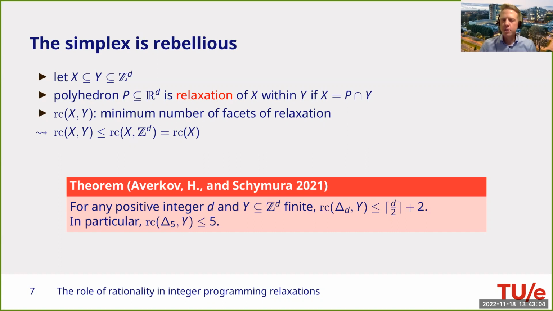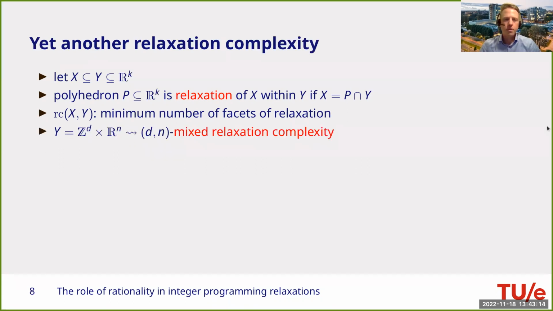And this made us suspicious, and we thought, maybe the relaxation complexity and the rational relaxation complexity are actually not the same. And in the following, I want to show how we prove this. To be able to do so, we need to introduce yet another version of the relaxation complexity, which is now not restricted to integer points, but to arbitrary sets of points. And these points are again denoted by X and Y.